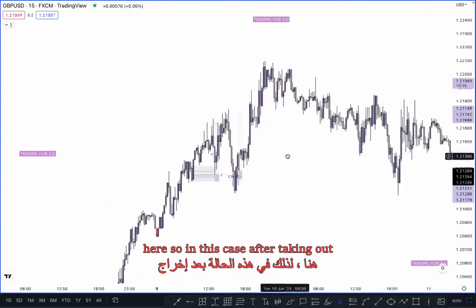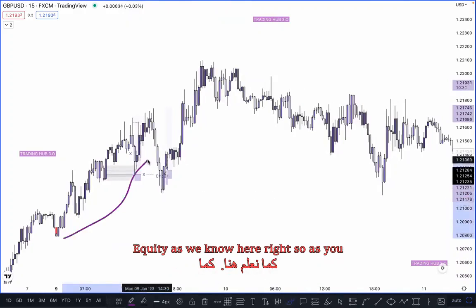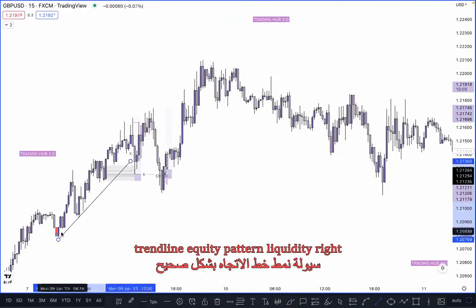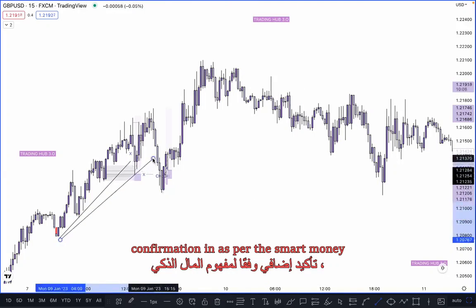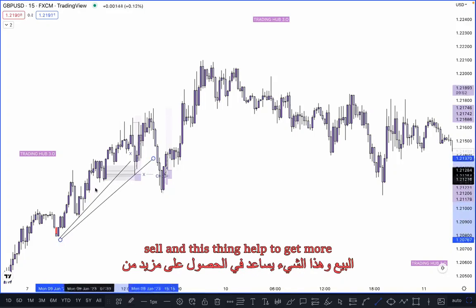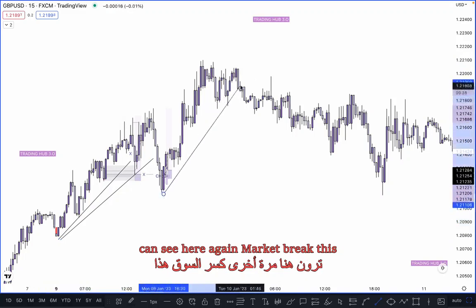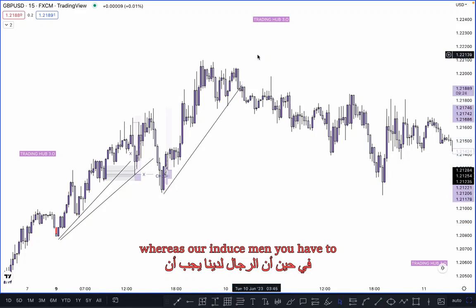In this case, after taking out this liquidity, which is a trend line liquidity, as we know here, right? As you can see here, once the market has taken out the trend line liquidity, pattern liquidity, and if we have any additional confirmation as per the smart money concept, then you can definitely buy or sell. And these things help to get more confidence before the buy or sell. As you can see here, again the market breaks this trend line, and after breaking this trend line, where is our inducement? You have to identify.